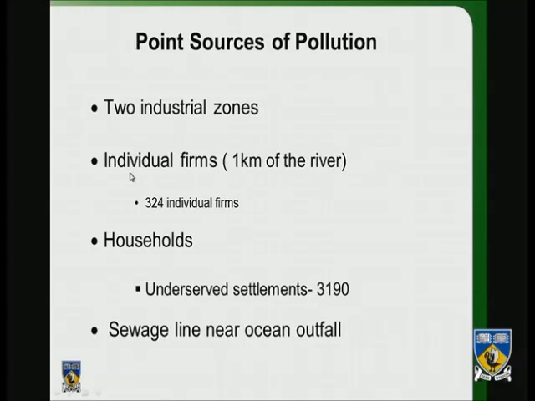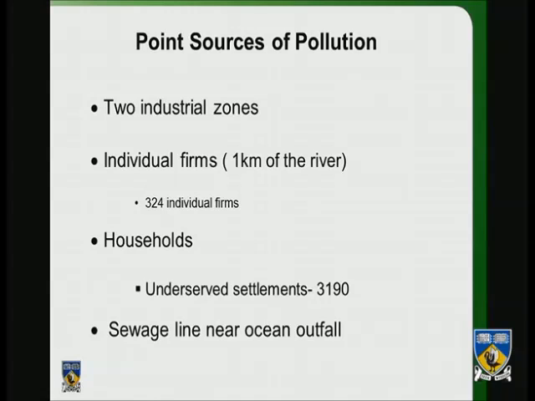So there we used all the point sources along the selected section of the river. In these sections we had 2 industrial zones. What I mean by industrial zone is a collection of industries managed by one unit, and we have 2 big industrial zones in that area. And there are about 324 individual industries and households.